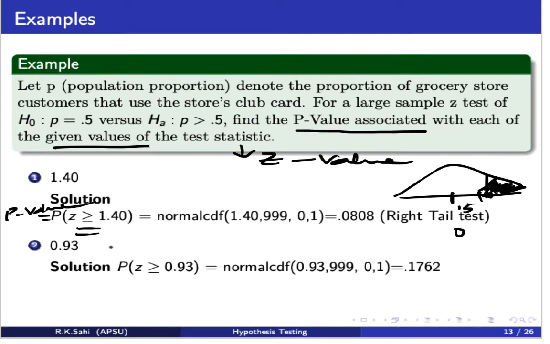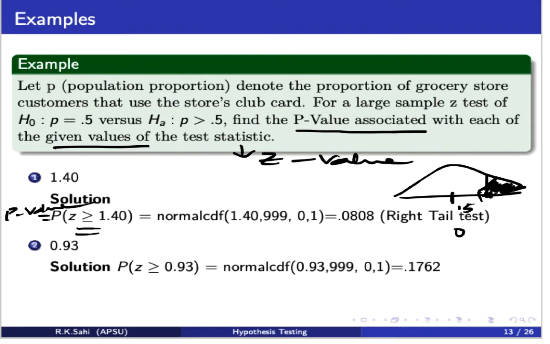0.0808. Now, if the z-test was 0.93, then what would be the p-value? P when z is greater than or equal to 0.93. We again apply the normal CDF. You guys, I hope, remember, 0.93, 999, 0, 1, 0.1762.